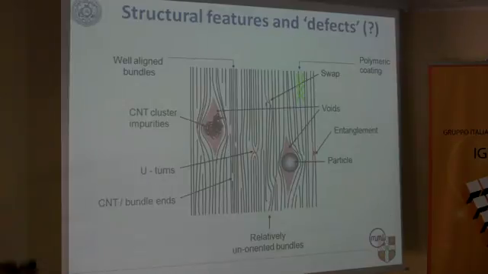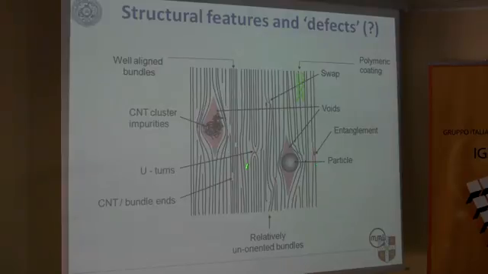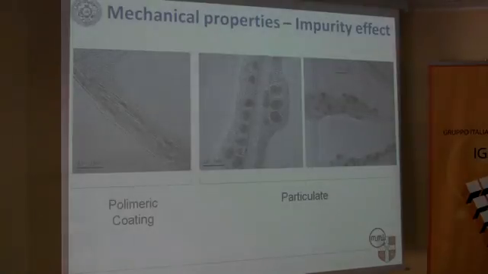We talked about these things and modeling the fiber. We approached trying to model this kind of impurity. This is a sort of impurity that we can find inside, for example, swap of bundle, entanglement, a sort of link between bundles, U-turn, and particle. Now we focus on two of the main impurities, which are the polymeric coating and the particulate.